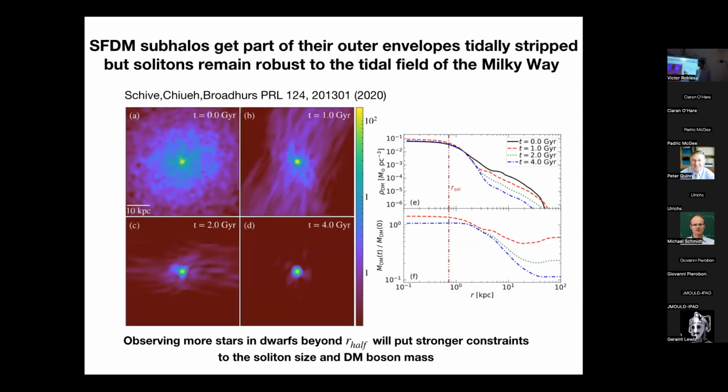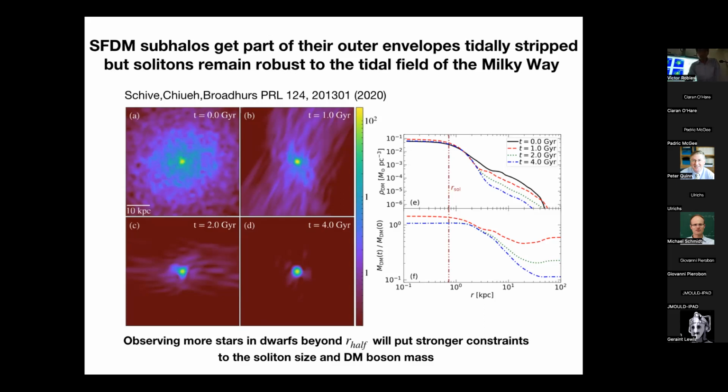One of the things these authors found is that in this type of dark matter, scalar field dark matter, most of the mass that is stripped by the tidal field is in the outskirts, as you expect. But you see that the soliton is quite robust. This plot shows the density as it evolves at different times. You can see that the inner soliton, which is this overlapping of the curves, is quite robust to this tidal disruption.